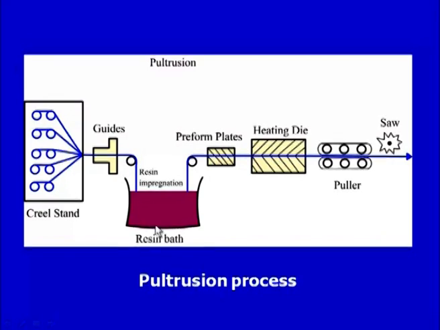The fibers will get wet, and the wet fibers will come out of the resin bath, and they will be going through the preformer plates. In the preformer plates the excess resin would be squeezed out. The preformer will give a desired shape to the fibers and the resin, and finally this preformed part will go into the heated die, where the process of curing will take place, and the solid composite product will be pulled by a pulling mechanism, and finally it will be cut to the desired length by the cut-off saw.